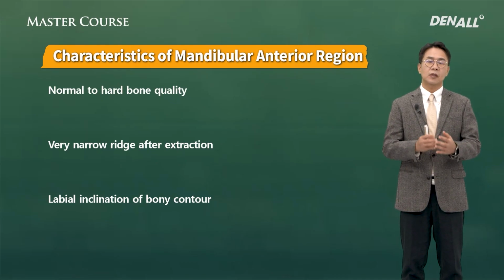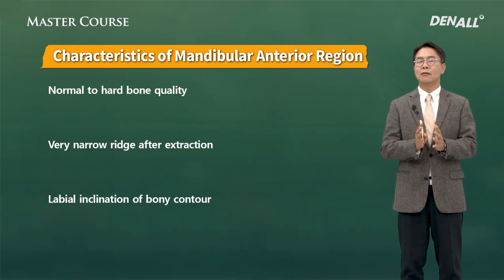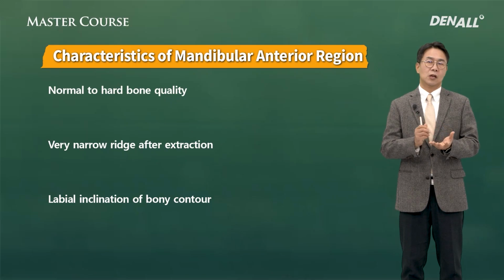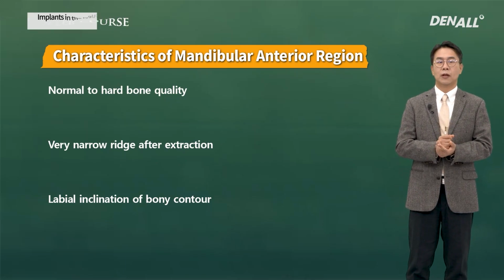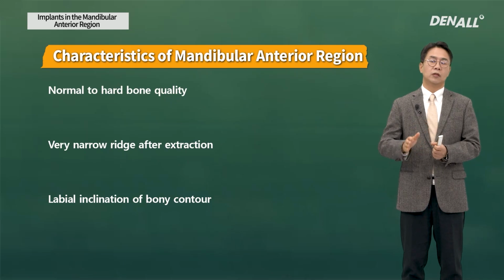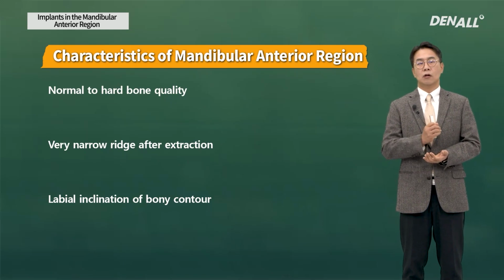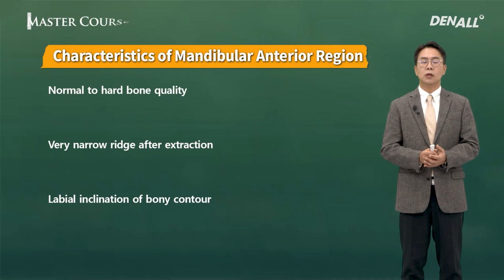Characteristics of the region: after extraction, in general, there's a high probability that the bone would be hard. There's a lot of cortical bone there, and the space is very narrow. If you get the drilling point at the beginning accurately, it'll be okay. However, if you miss that, the drill can break through the labial or lingual contour, generating a lot of heat. That is the characteristic of the region.